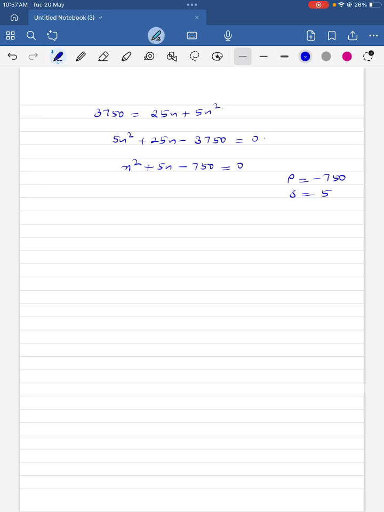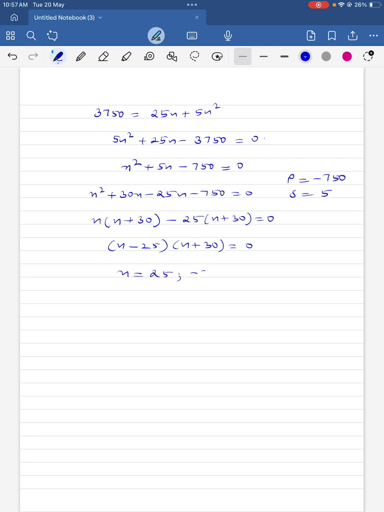Now I just have to think of two numbers whose product is equal to minus 750 and sum is equal to 5. Now the two numbers would be 30 and 25. Yeah, I think that works. So n squared plus 30n minus 25n minus 750 is equal to 0. I could take n common, and n times (n plus 30) minus 25 times (n plus 30) is equal to 0. So (n minus 25) times (n plus 30) is equal to 0. So the values of n could be 25 or minus 30.